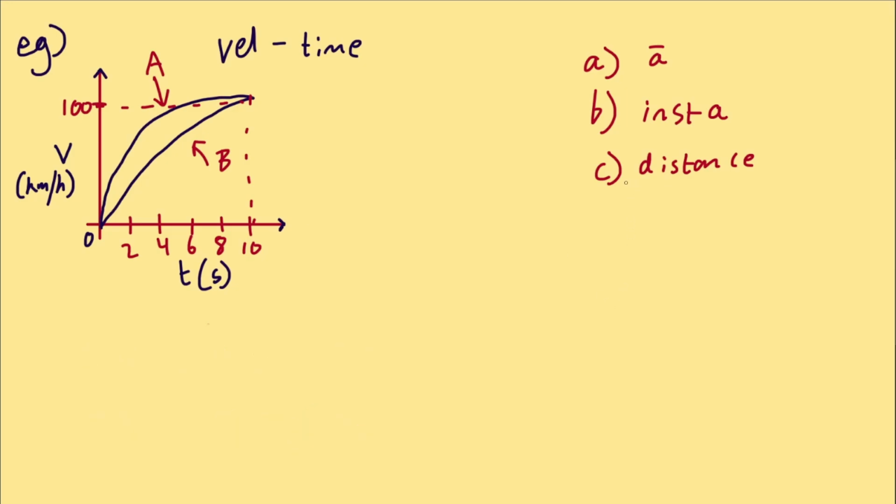Now for the final problem, which is comparing the distance traveled for both cars. Now we have to do some creative thinking. But if you look at it, Ferrari A is always going faster. It always has more velocity than Ferrari B, even if they both ended up at 100 kilometers an hour in 10 seconds. Because Ferrari A's velocity is always higher, that means Ferrari A is guaranteed to have traveled further than Ferrari B in the same amount of time.